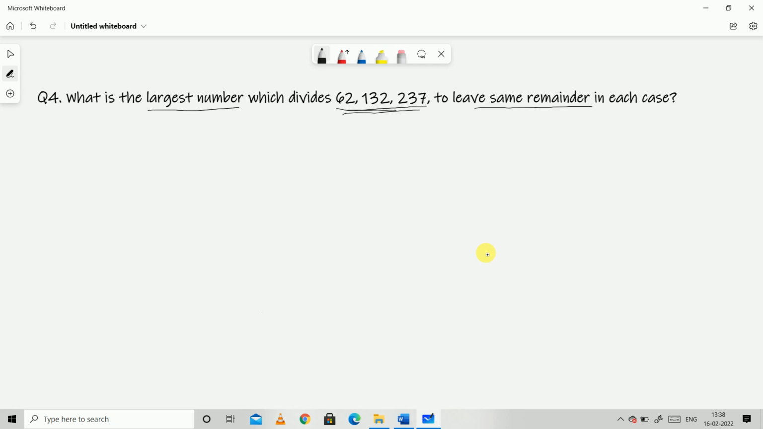So we had seen that in this type of question, what we do is we first find the differences of all the possible pairs. So how many possible pairs are there here? 62 and 132 is a possible pair. Then 132 and 237 is a possible pair, and 62 and 237 is another possible pair. So these three pairs are possible.